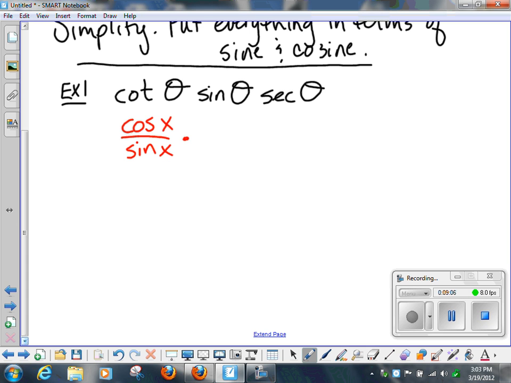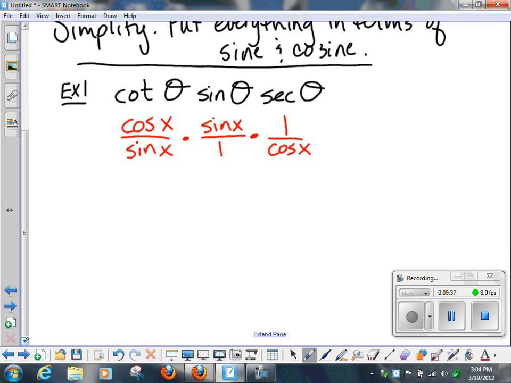Will we change the way sine looks? We actually will, just by doing one little simple thing. Put it over 1. Sine x over 1. Will we change the way secant looks? How will we make it look? 1 over cosine. What do you think we're going to do? Cross cancel. You're going to cross cancel.